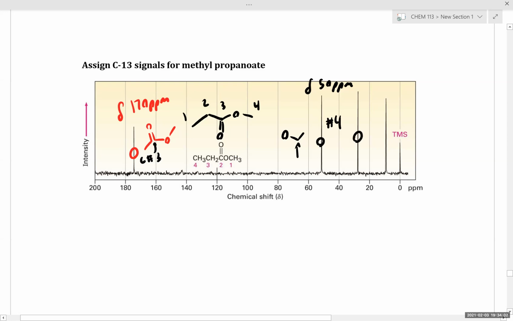What's this next most downfield peak going to be? What's this peak that's slightly further upfield? Number 2, right? It's adjacent to a carbonyl. And then carbon number 1 by default is the most upfield peak. Does this idea of assigning carbons based on their chemical shift make sense? Yes. Perfect.